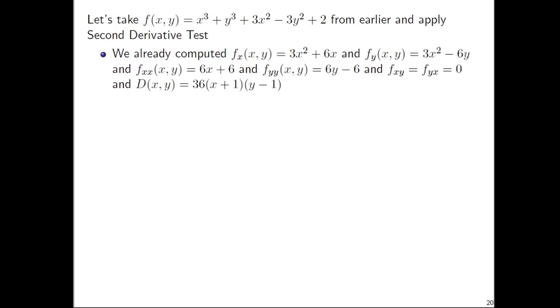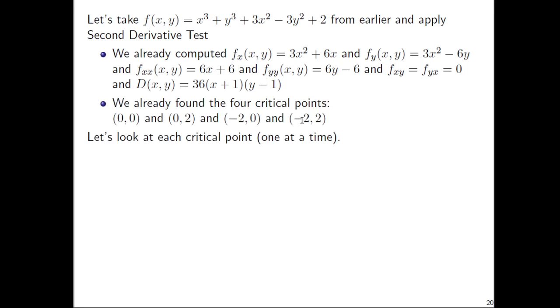So let's go ahead and apply this, right? Let's take the earlier example we had, apply the second derivative test. We already computed our partial derivatives. Again, apologize for the typo. This should say 3y squared minus 6y. And we had second partial derivatives, and we got the discriminant, all these things. We already found 4 critical points, and now we're just going to take each of the 4 critical points and run them through the second derivative test.